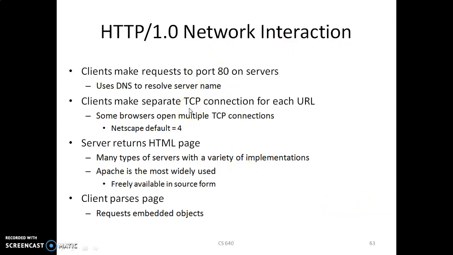Now the HTTP 1.0 network interaction. In this, the clients make requests to port 80 on the servers, which use DNS to resolve the server name. The clients then make a separate TCP connection for each URL, and some browsers open multiple TCP connections. For example, Netscape by default uses 4 multiple TCP connections.